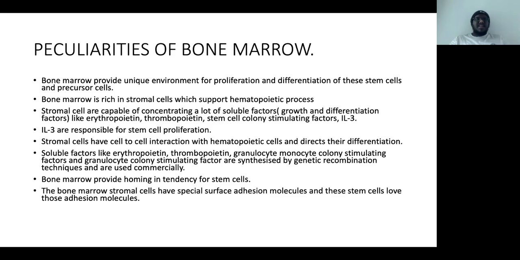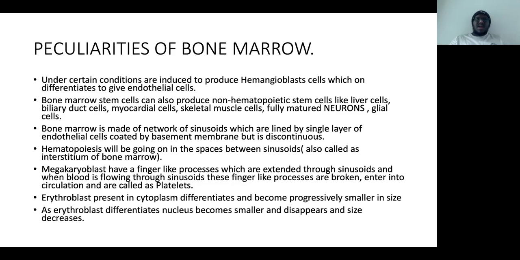Bone marrow provides a homing tendency for stem cells. The bone marrow stromal cells have special surface adhesion molecules, and the stem cells bind to those adhesion molecules. Under certain conditions, they are induced to produce hemangioblast cells, which differentiate to give endothelial cells. Bone marrow stem cells can also produce non-hematopoietic cells like liver cells, biliary duct cells, myocardial cells, skeletal muscle cells, fully matured neurons, and glial cells.